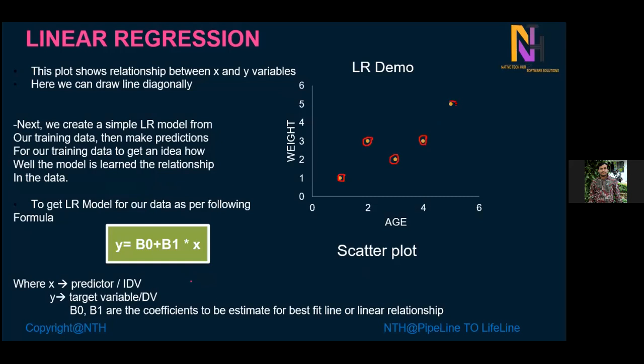If we draw the linear line, only 3 points are visited. These 2 points are a little away from this particular linear line, which means what? There is no proper correlation between these 2 points and this particular straight line, isn't it?